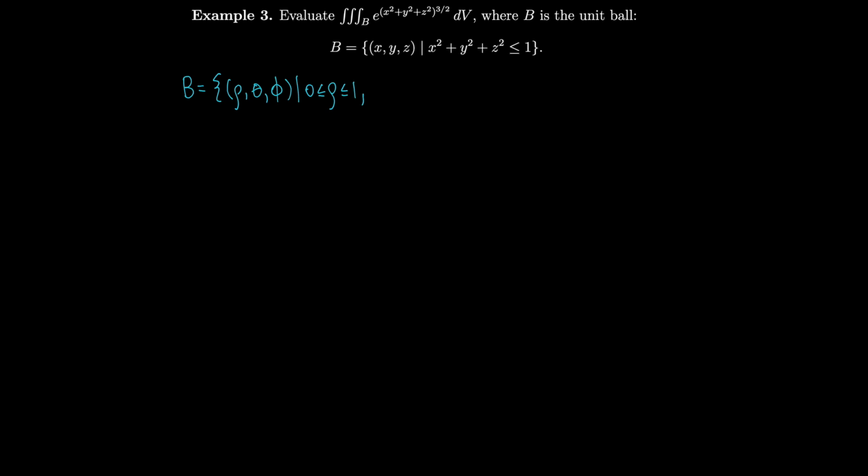And it looks like our θ goes from 0 to 2π to trace all the way around the circle. And then, as usual, building the semicircle that we're going to rotate around, we only need to go to 180 degrees. So that means that φ only goes up to π. Okay, so that's our unit ball.